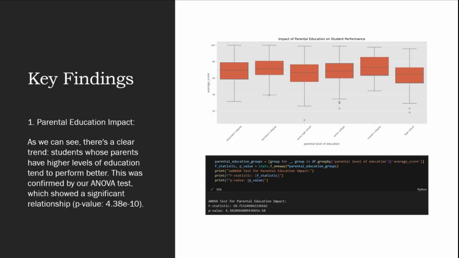Okay, now let's dive into our key findings. First, we found that parental education has a significant impact on student performance. As we can see in this graph, students whose parents have higher levels of education tend to perform better. This was confirmed by our ANOVA test, which showed a significant relationship with a p-value of 4.38 to the power 10.